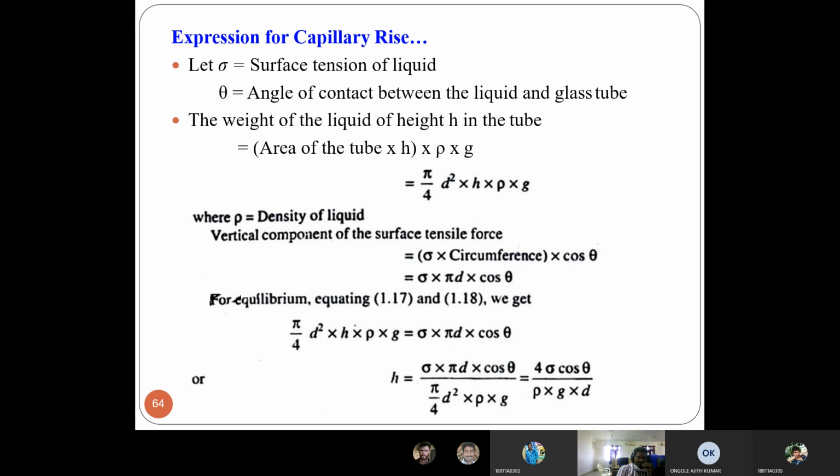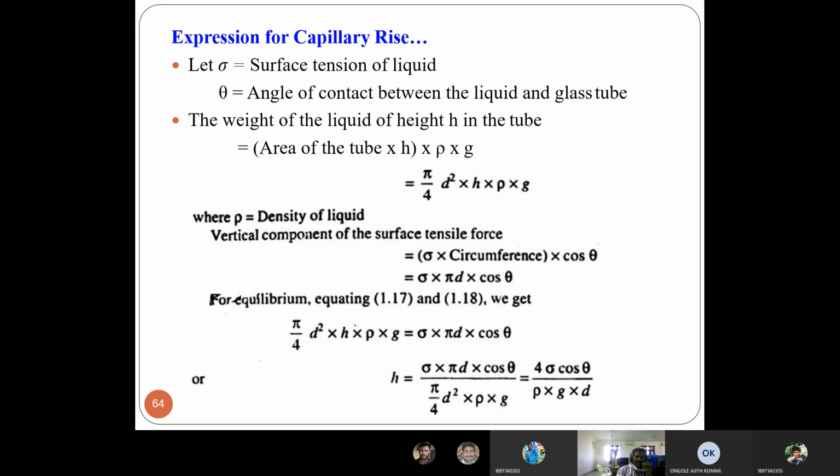area into h into density into g. What is the expression for weight? W is equal to mg. See, g is there. So this entire expression is for mass. What is the relationship between density, mass and volume? Density rho is equal to mass by volume. Understand? Density is equal to mass by volume.